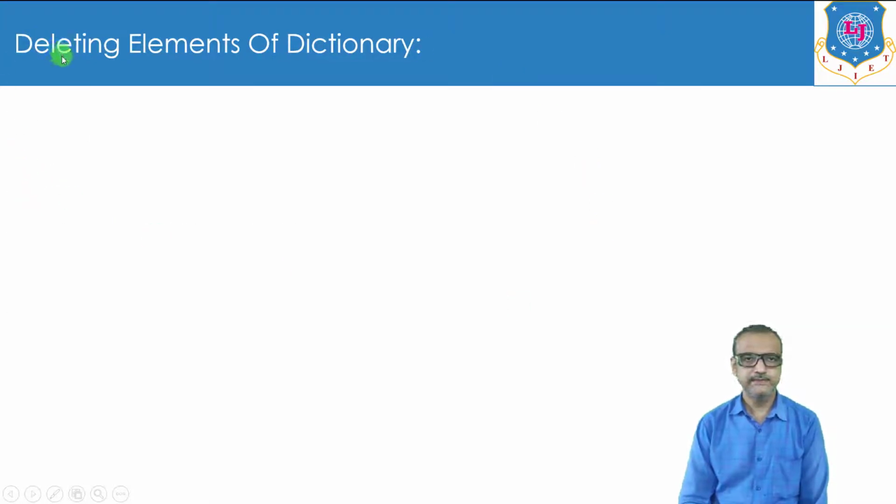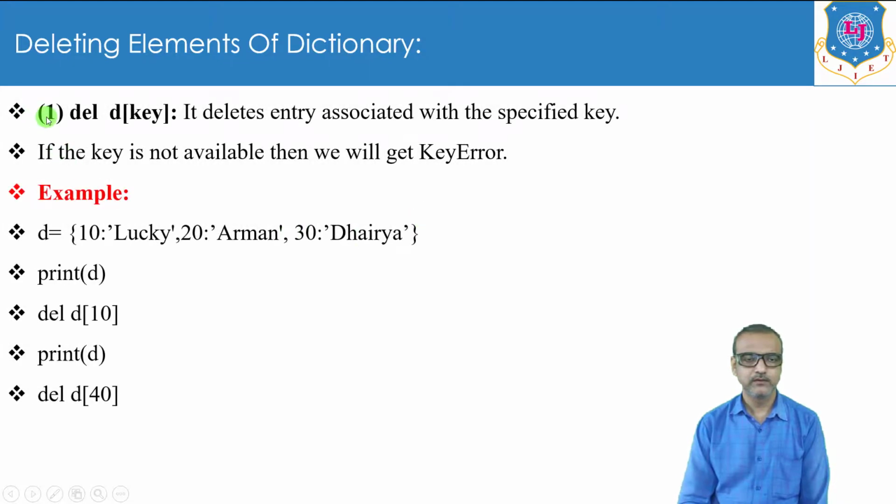Now we will see this topic, that is deleting elements of a dictionary. How can we delete the elements of a dictionary? We have different methods. The first one is del D of key. What will del D of key do? It deletes the entry associated with the specified key. If the key is not available, then we will get a key error.